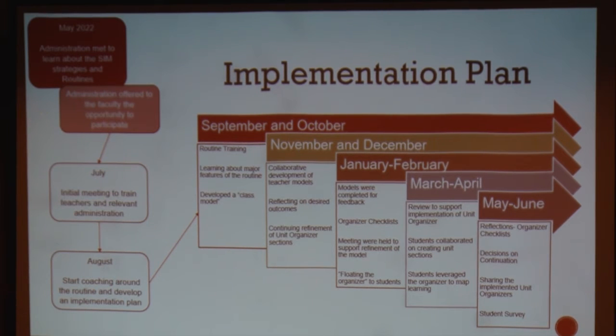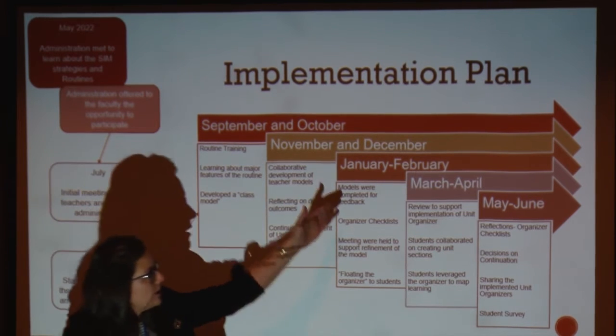We'll roll it out to kids, and there's a specific way that SIM likes these routines rolled out. They call it floating the model. So you kind of start into the model, and you explain to the kids what this organizer is and why they're going to be using it, and you kind of help them work through the first one. And then you implement it. The first one's very teacher-led. The second one becomes now more collaborative. Does that make sense?